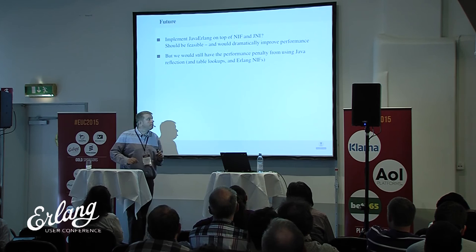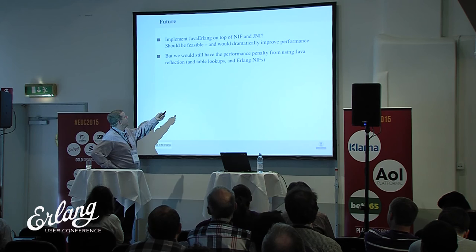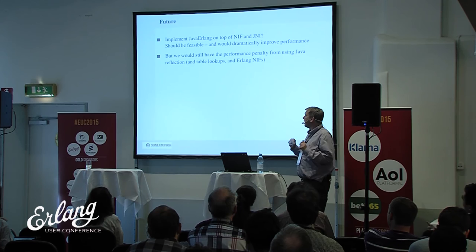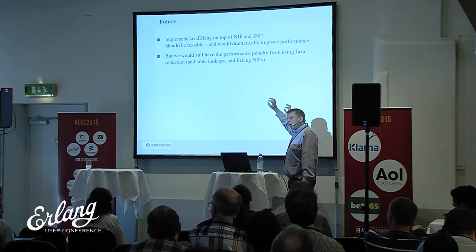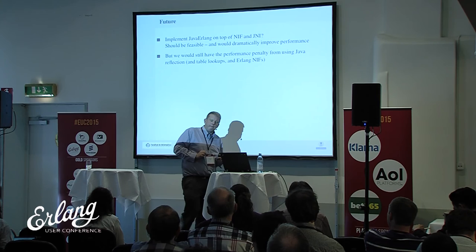We would still be a little bit slower than doing native calls of Java for a couple of reasons. One thing is that we're using Java Reflection a lot, and that has a performance penalty. If you use Java Reflection, that's going to be slower than writing your Java program and compiling it. Okay, so there's a cost. Another cost is we're doing table lookups to translate Java object references to their representation in Erlang, and that has a cost as well. Maybe Erlang NIFs will have a cost as well. So we are not going to be as quick as writing your programs in Java directly, but we could be substantially better, I think. Okay, so thank you.